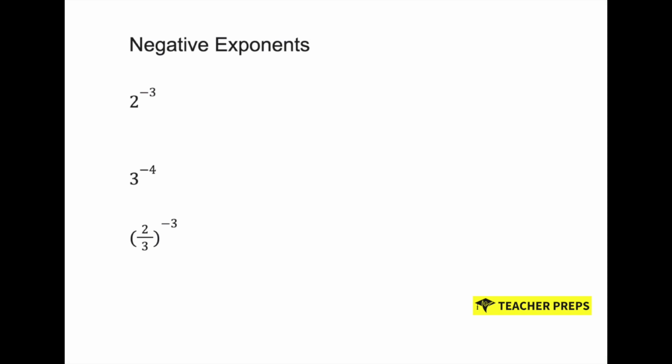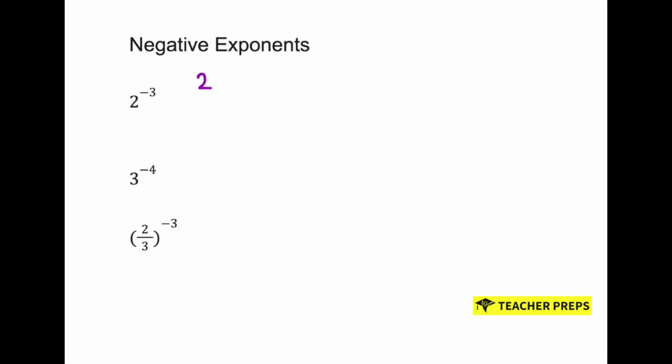Now let's go through some examples of negative exponents. When we have a negative exponent, we're going to take the reciprocal of the base, and that's going to be what we repeatedly multiply. So what is a reciprocal? The reciprocal is when you take the numerator and the denominator and flip it.